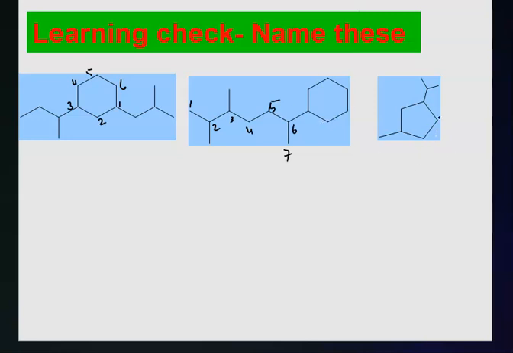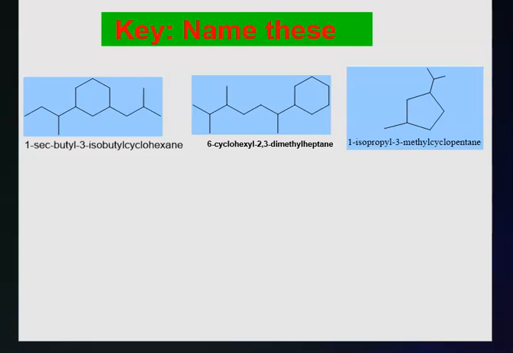The next one is an example where we have two substituents, and again alphabetical order. This will be isopropyl. So you will go by this numbering: 1, 2, 3, 4, and 5. So 1-isopropyl, 3-methyl cyclopentane. I have the answers on the next page. So as I said, this is 1-sec-butyl, 3-isobutyl cyclohexane. And this one is 6-cyclohexyl, 2,3-dimethyl heptane, and 1-isopropyl, 3-methyl cyclopentane.